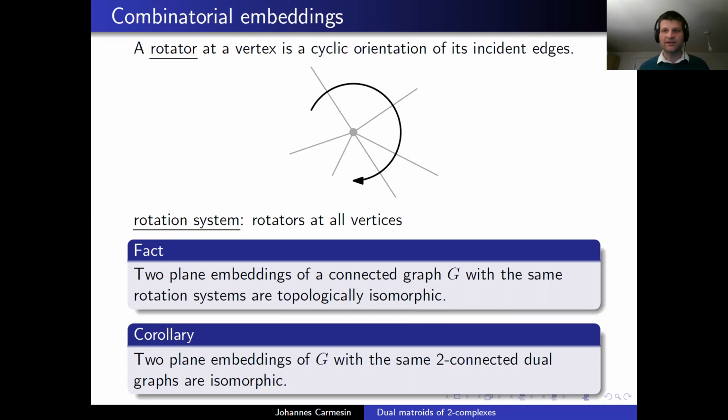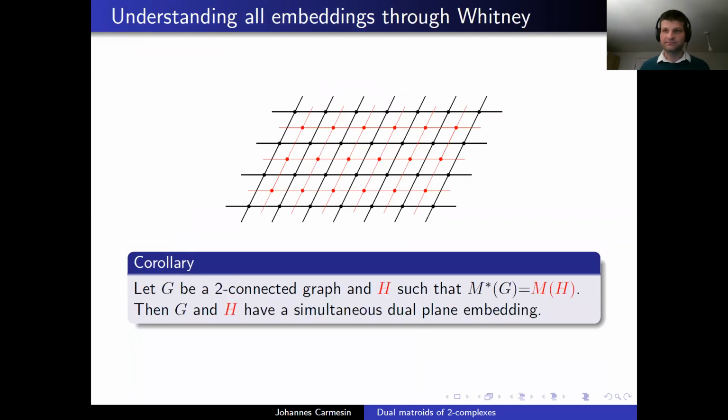Okay, so now we could use Whitney's theorem not just to understand the existence of an embedding, but really how all the embeddings look like. All right, so now you have a 2-connected graph G. And then the statement is, you take an arbitrary graph H so that the cycle matroid of G is the dual of the cycle matroid of H. And then a simple consequence of Whitney's theorem is that G and H have a simultaneous plane embedding. So you can embed both of them together in the plane simultaneously.